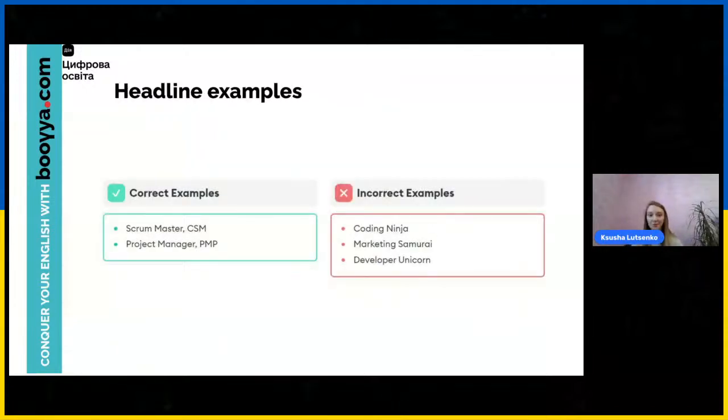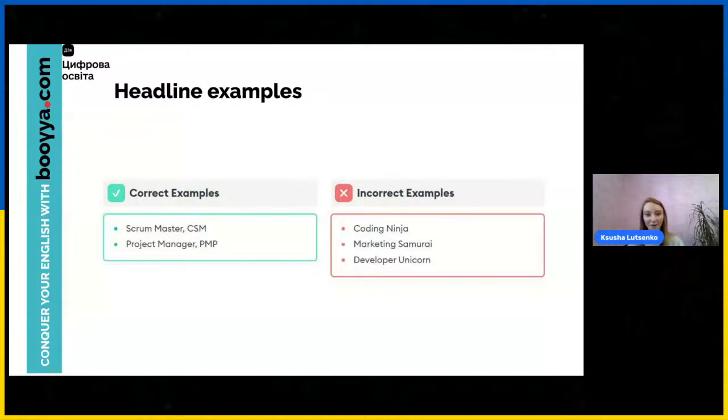Take a look at some examples. On the left, you have correct examples, though not perfect. I would still change them a bit, and I'm going to show you how I might do it. Well, Scrum Master or Project Manager PMP. We mention which position we are taking these days, our current position. And at the same time, we add some keywords to our profile so recruiters can easily find us.